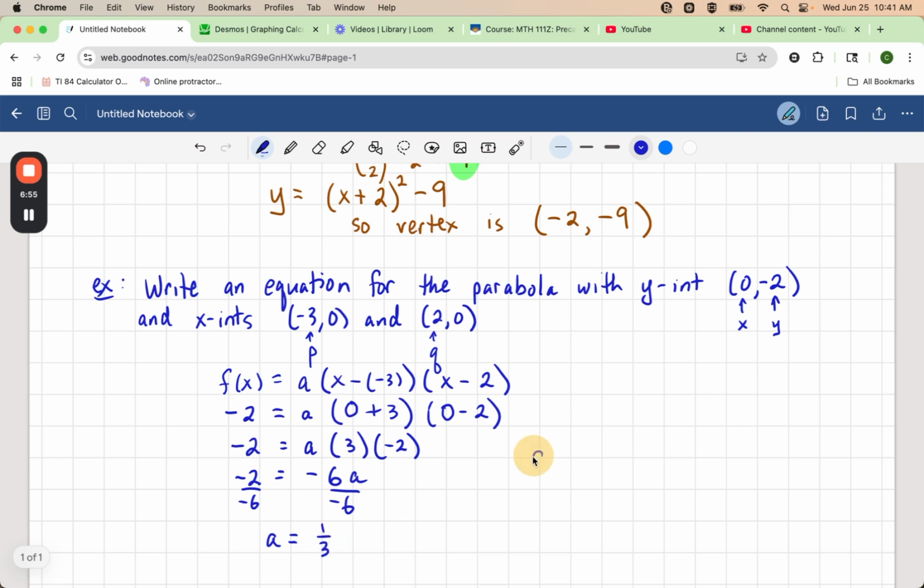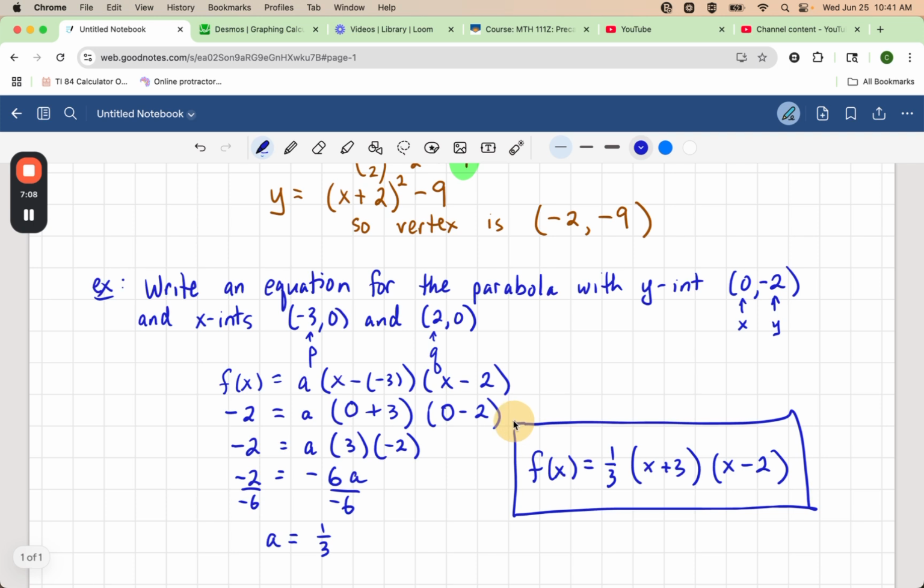So my final answer, f of x equals 1/3 times (x plus 3) times (x minus 2). That would be our final answer for this one.